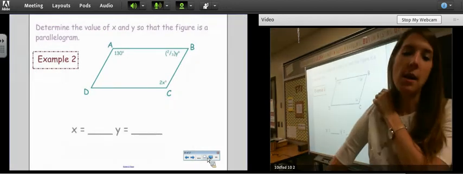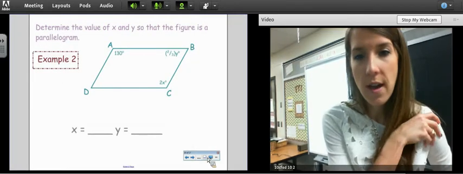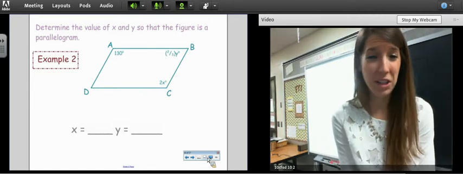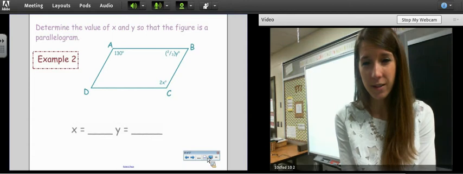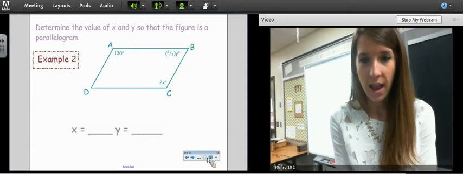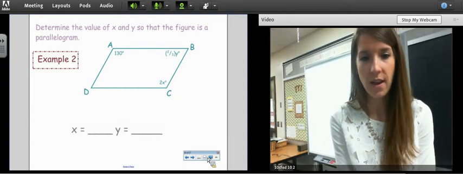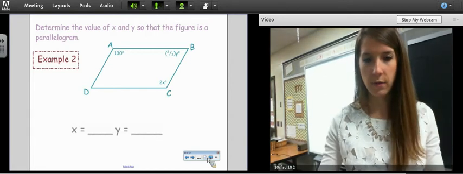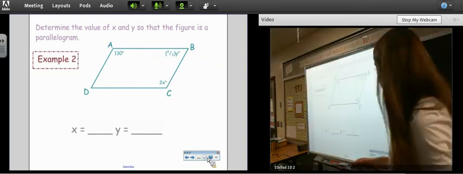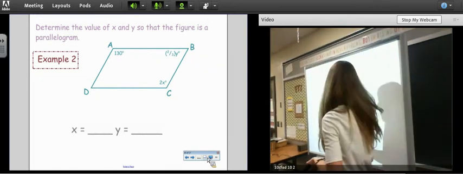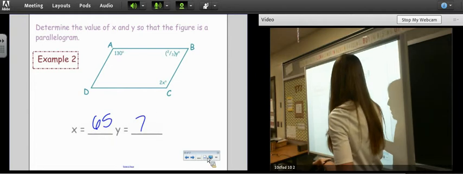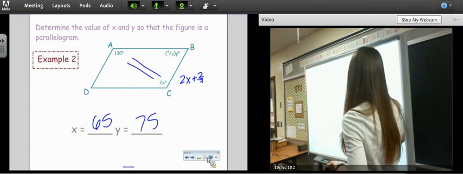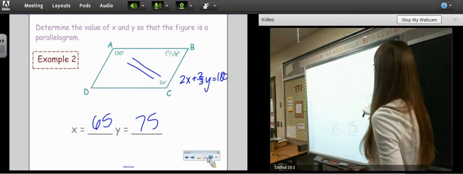Okay, so now we're just going to do some workout problems. Determine the value of x and y so that the figure is a parallelogram. So we're really just using our properties. If we want to force this to be a parallelogram, then we're going to force the opposite angles to be congruent. We're going to force the consecutive angles to be supplementary. So Yeji, write your answer for x, and Minjung, write your answer for y. Very good. x is 65 and y is 75. So we're setting these equal, and then we're adding these to equal 180, except we already know what x is.